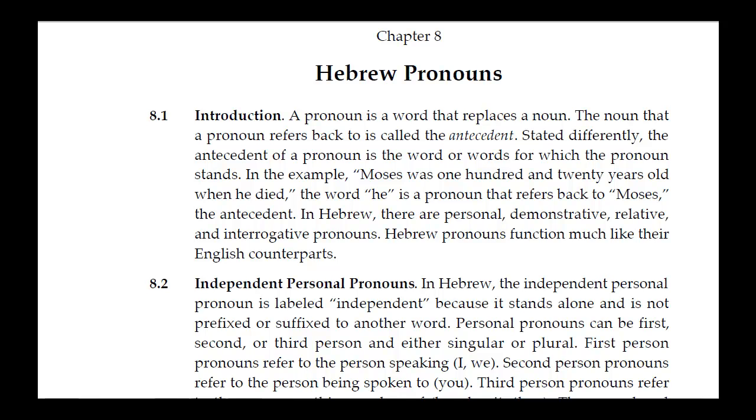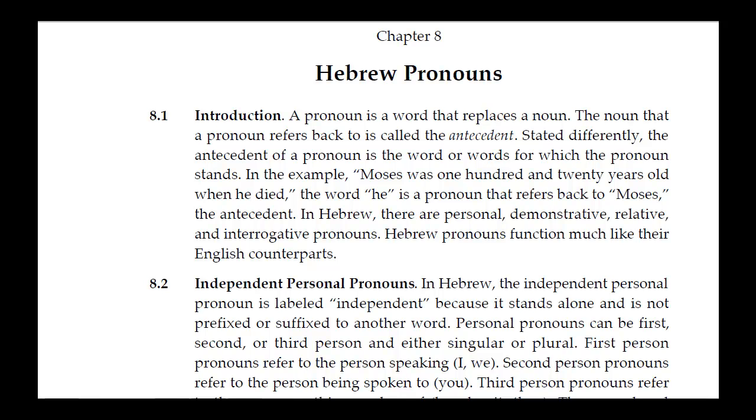Just want to introduce you to what a pronoun is. A pronoun is a word that replaces a noun. The noun that a pronoun refers back to is called the antecedent. Stated differently, the antecedent of a pronoun is the word or words for which the pronoun stands. An example of that is: Moses was 120 years old when he died. The word he is a pronoun that refers back to Moses. That's what we mean by antecedent.